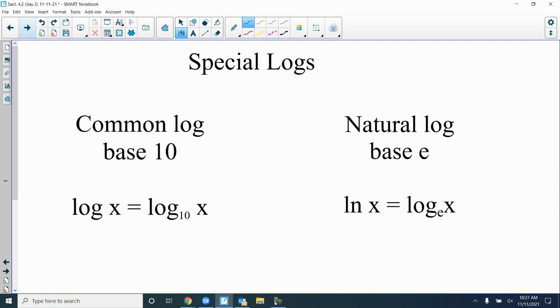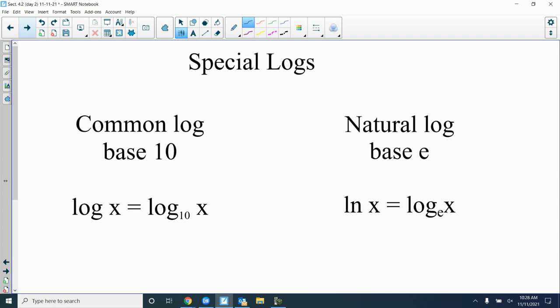So you've got the special logs on the top. On the left, put down common log. On the right, put natural log. Common log, base 10. From here on out, if you do not see a base written, it is understood to be base 10. So when you just see log of x, that means it's base 10 automatically.